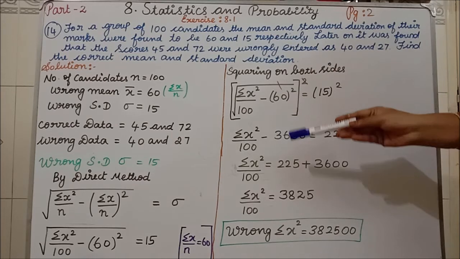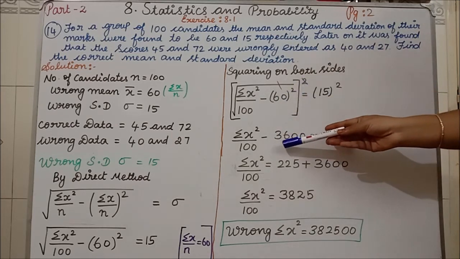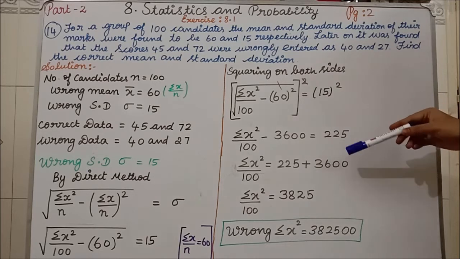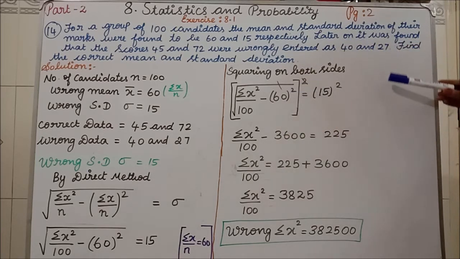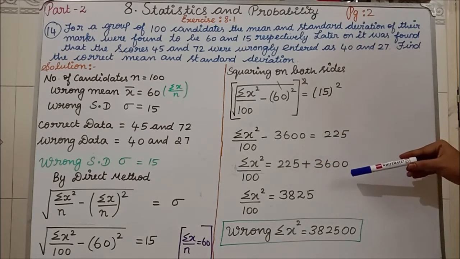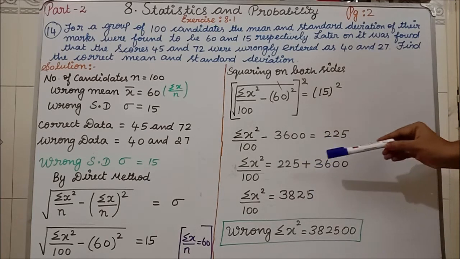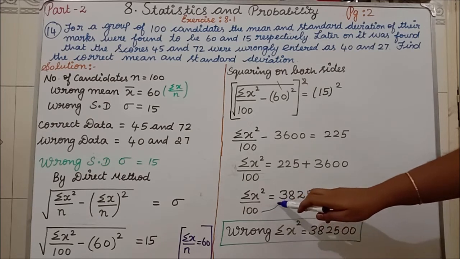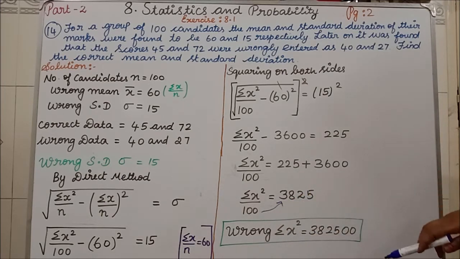Summation x square by 100 minus 60 square is 3600. 15 square is 225. The next step, 3600 if it comes to the right hand side, it will become positive. So after adding we are getting 3825. The next step, this 100 we are cross multiplying. Clear? So if we cross multiply, we are getting 3,82,500. That is the wrong summation x square answer.